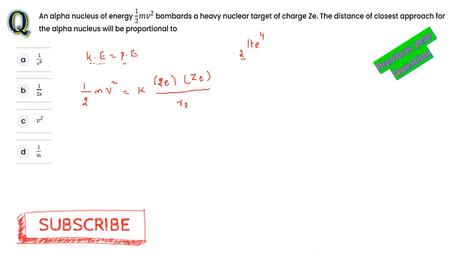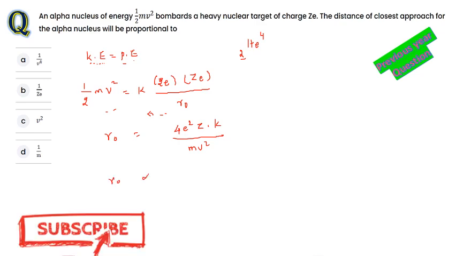Similar to Coulomb's law, you just go through the first problem. From this one, r naught will be equal to r naught. I just take it on this side, and the remaining thing I just keep over here. From this one, 2 into 2e here is 4e square Z into k divided by m into v square. From this one, r naught is proportional to 1 divided by 1. So the answer in this case is this one.